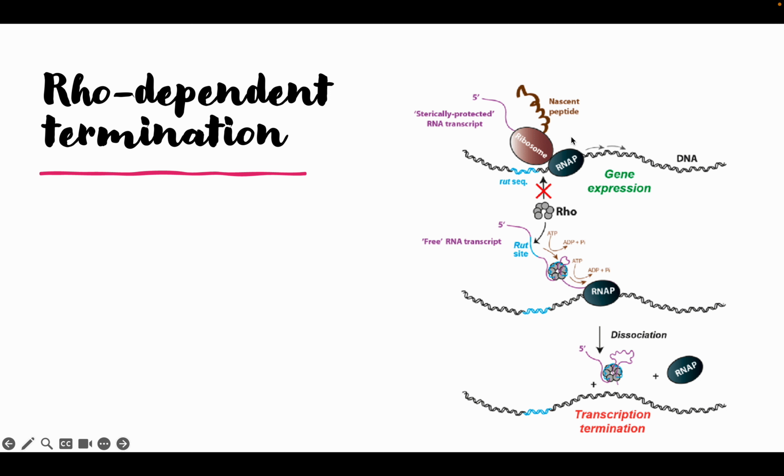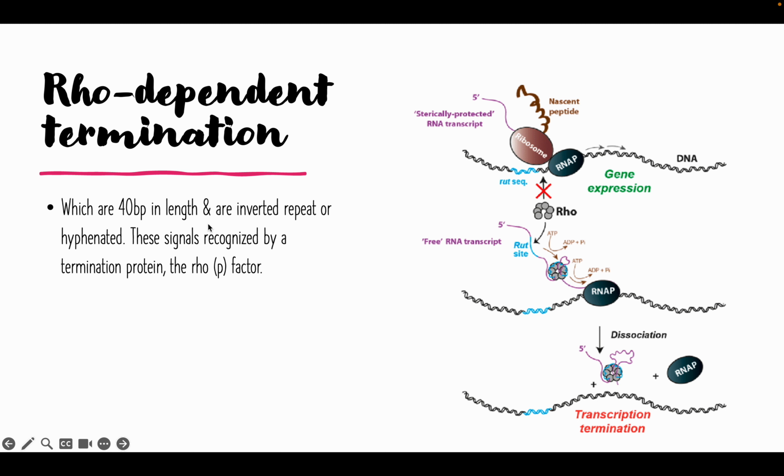So once the RNA is formed, this is the place where it's starting, right? And then it finds a RUT sequence, the RUT site, which is a continuation of different nucleotides, GC and AT content, which are so many. When it finds these, the factor rho binds to this site, and then it moves forward. It depends on ATP for its function, right? They are inverted repeats and they are recognized by the termination protein, which is called the rho factor.